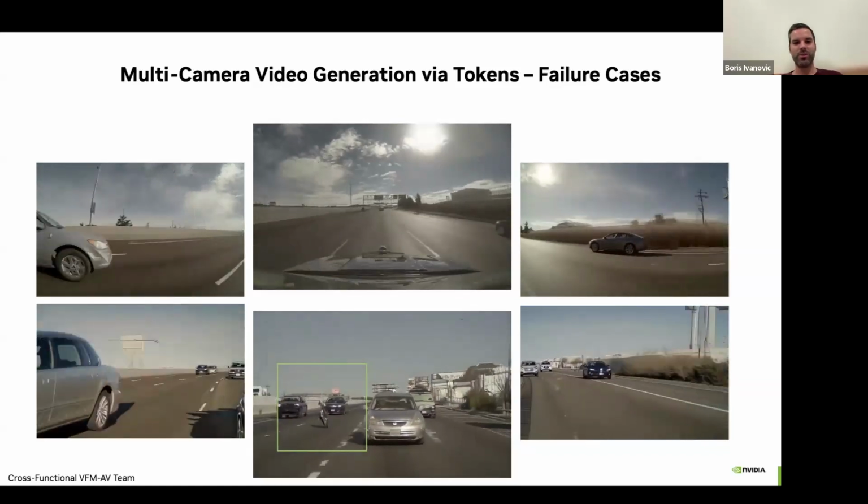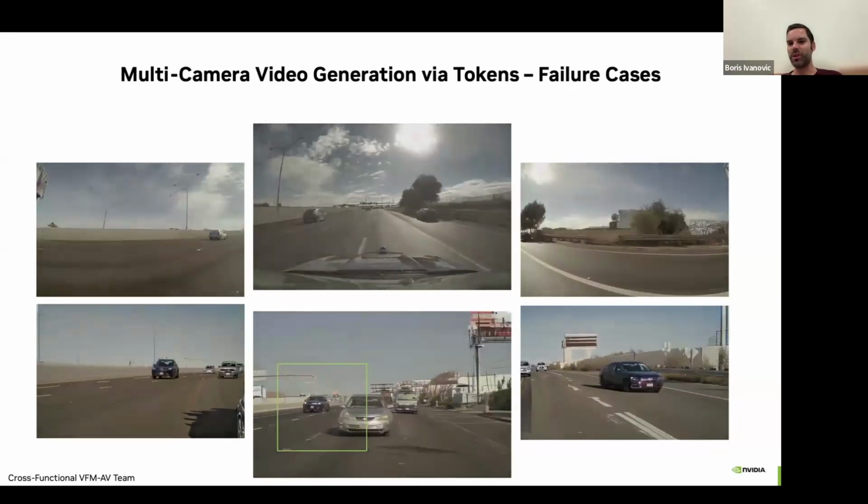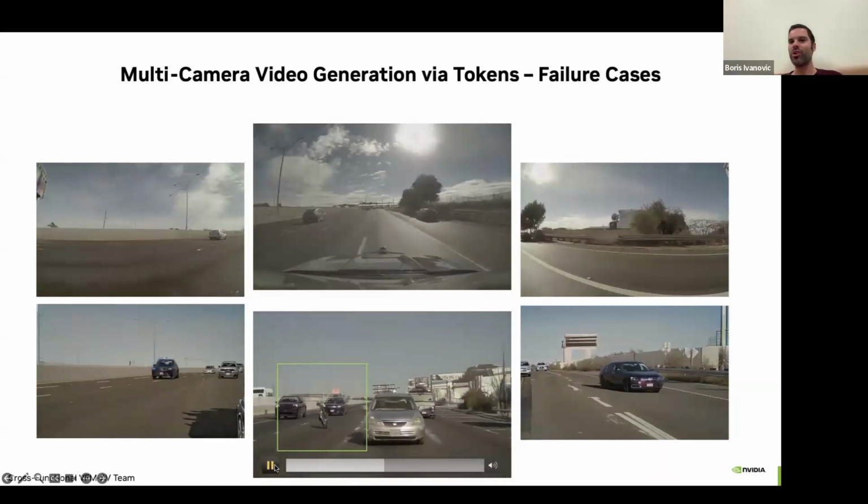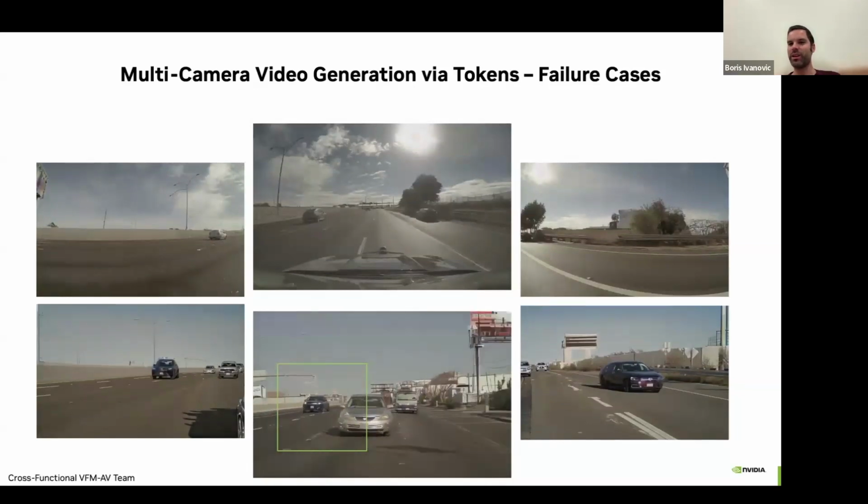The typical annoyance with video generation models is that they suffer from hallucinations, right? You saw this bike here in the bottom video materialize out of nowhere and then disappear again. So still a long way to go.